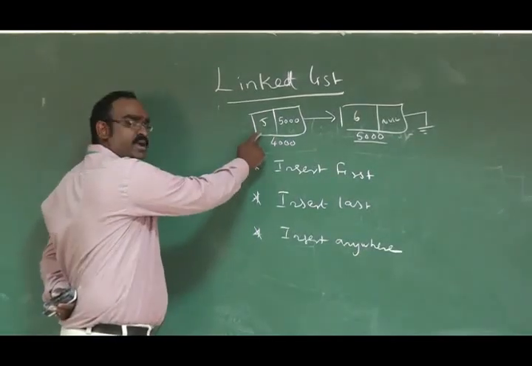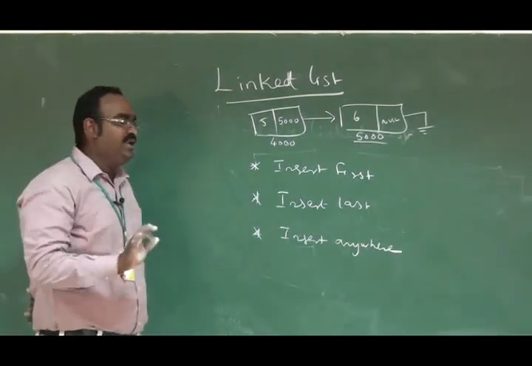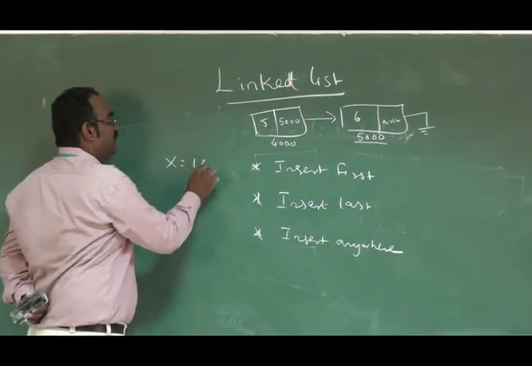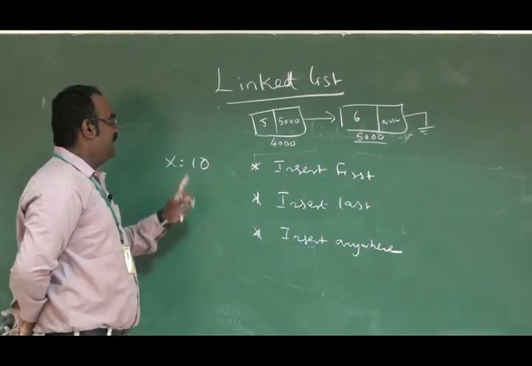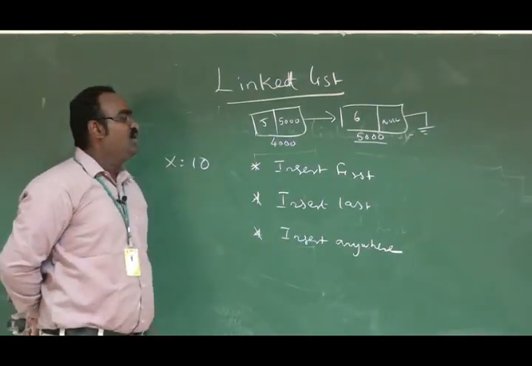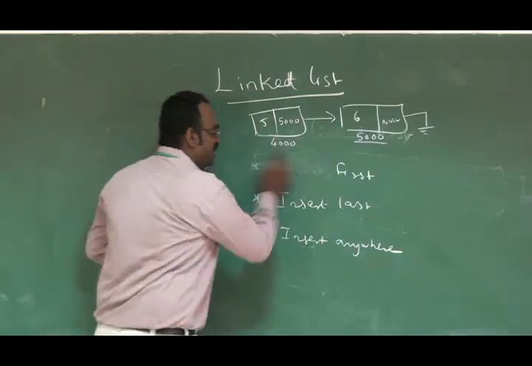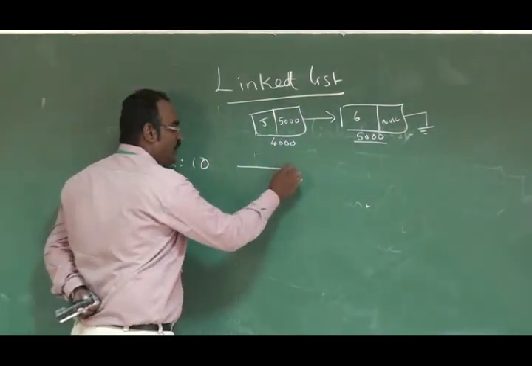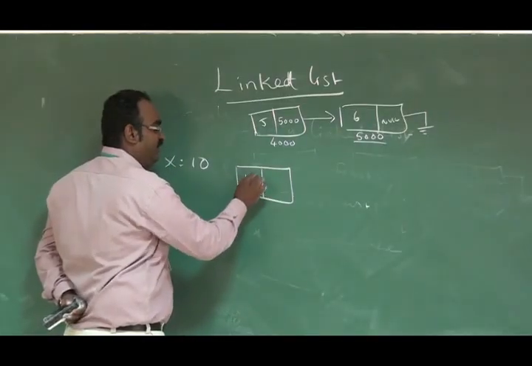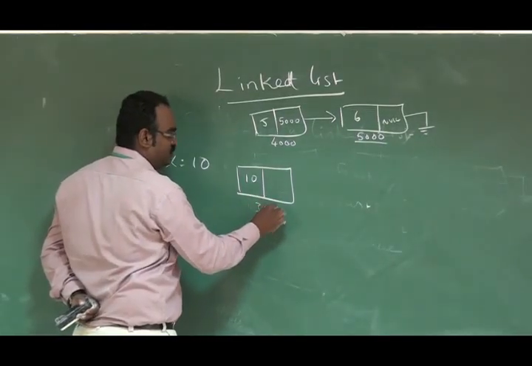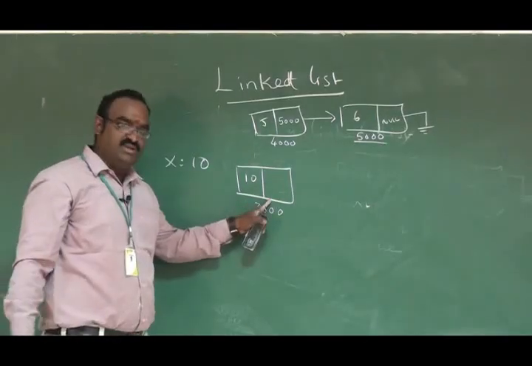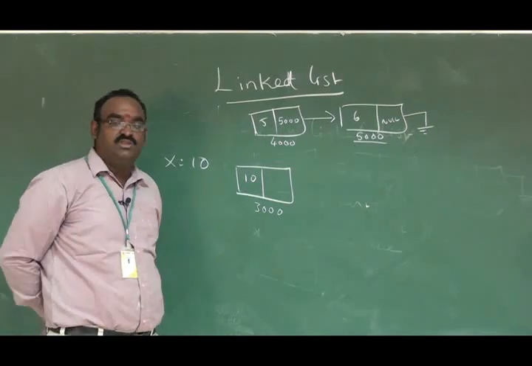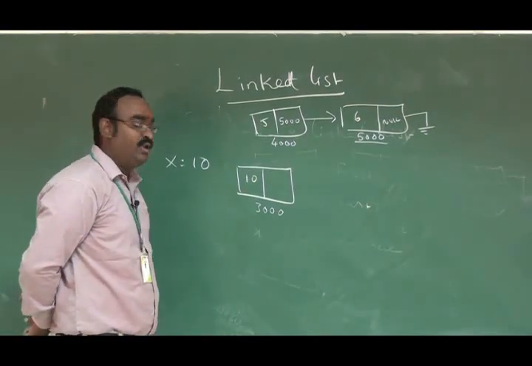So this is the first element, the next element is 6. There are only 2 elements. Now we are going to insert the element x equal to 10. Right, at first you insert the element 10 at the front of the elements. What happens on insert first is that we create the node for 10. A new node is created with the value 10, at some other location, 3000. So this is the first element. Currently the first element is 5, which is at address 4000. So you have to create the pointer to link it.